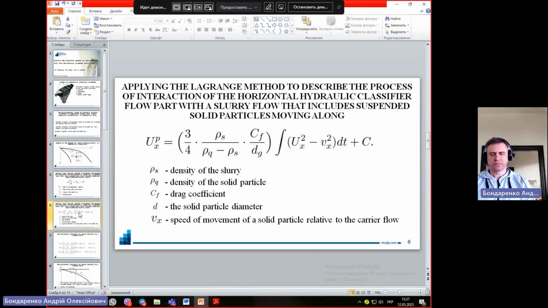After transformation, the equation of motion of a solid particle in a horizontal liquid flow will take the form. In this formula are used density of slurry, density of the solid particle, drag coefficient, the solid particle diameter, velocity of the carrier flow, speed of movement of a solid particle relative to the carrier flow.